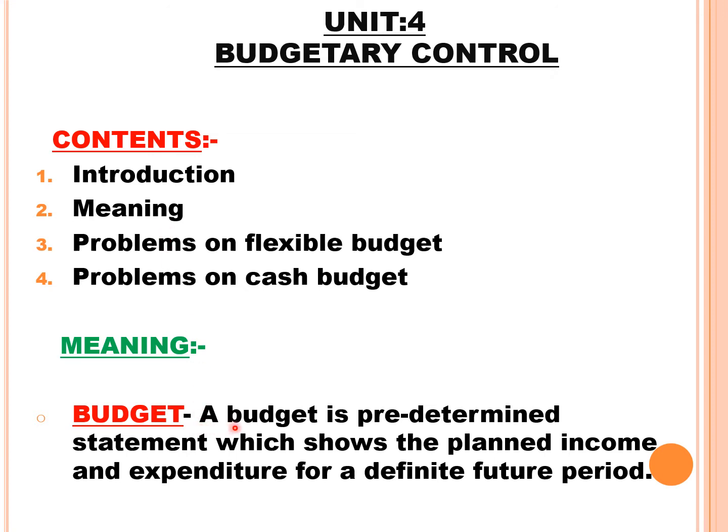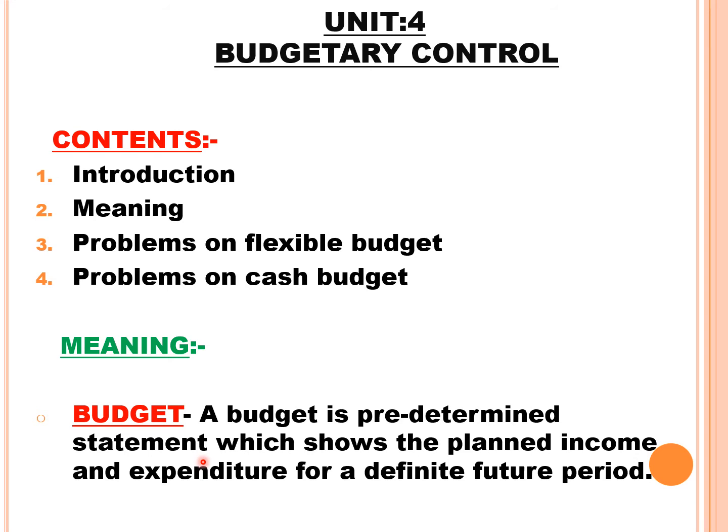Budget is a predetermined statement which shows the planned income and expenditure for a definite future period. Statement means it's not an account, it's a table which has certain rows and columns where you enter details of expenditures and income, such as what type of expenditure and how much is the expenditure for what month. All details you write in a table. It's not an account, so we don't follow the debit credit policy.